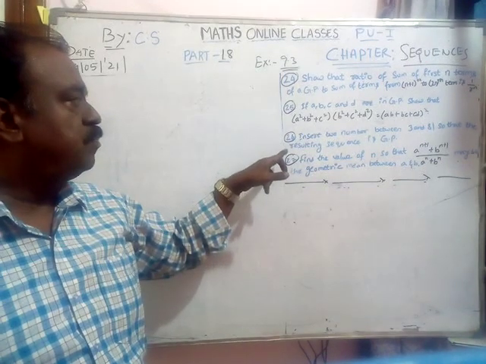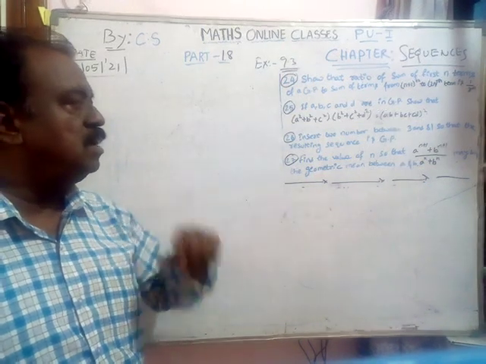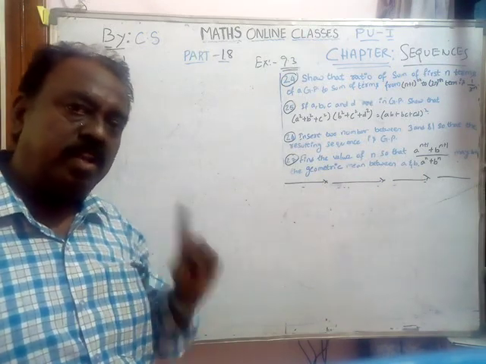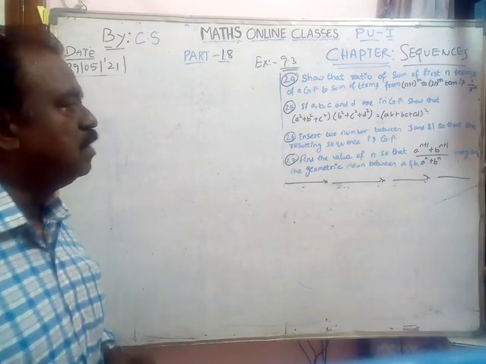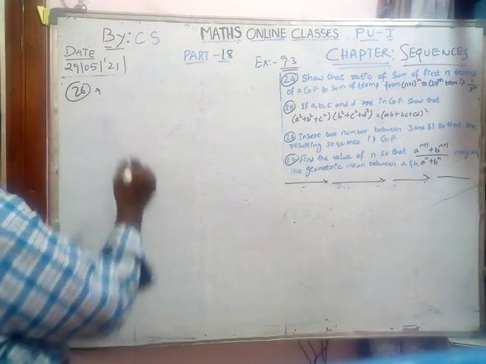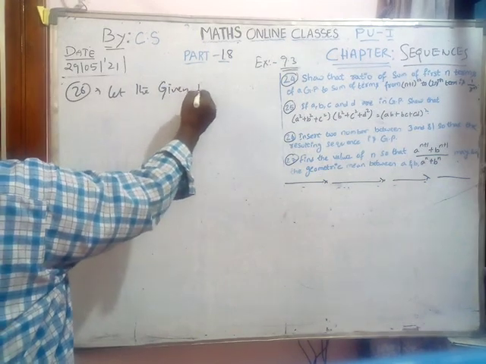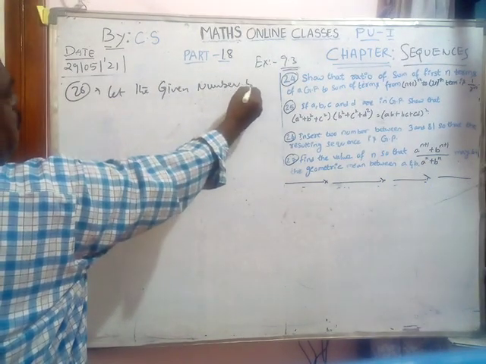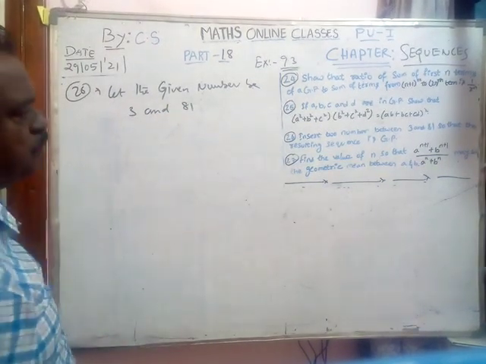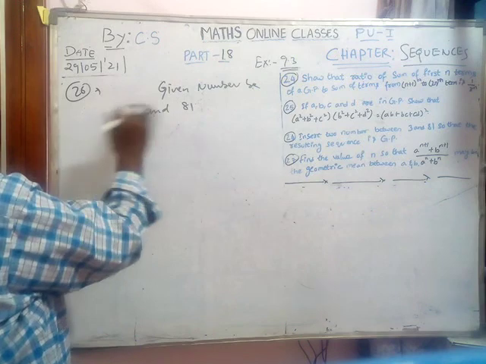Next, 26th. Insert two numbers between 3 and 81 so that the resulting series is GP. A very good problem. Already we solved one example, and this is important. Please observe. 26th. Let the given numbers be 3 and 81. Given numbers are 3 and 81.